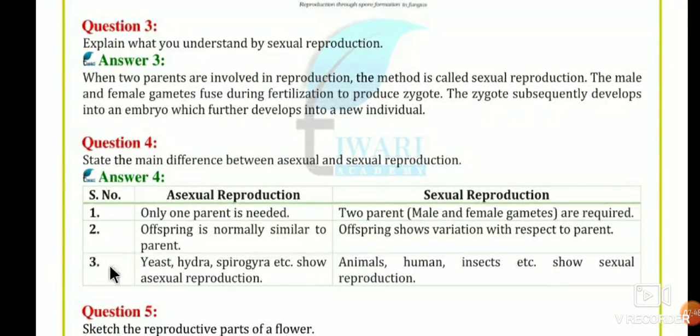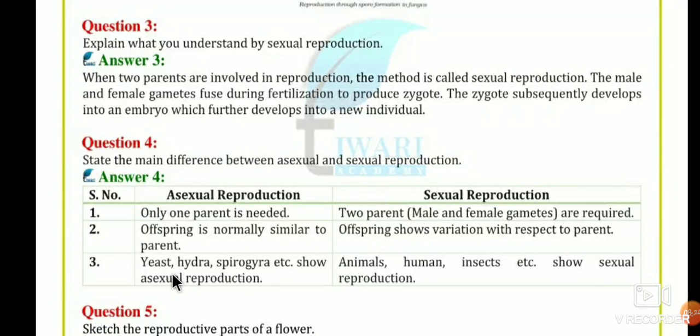Offspring is normally similar to the parent. So in asexual reproduction, the offspring is normally similar to the parent. But in sexual reproduction, offspring shows variation with respect to parents. That means some characters resemble either the male or the female parent. Some come from the male parent and some characteristics come from the female parent.